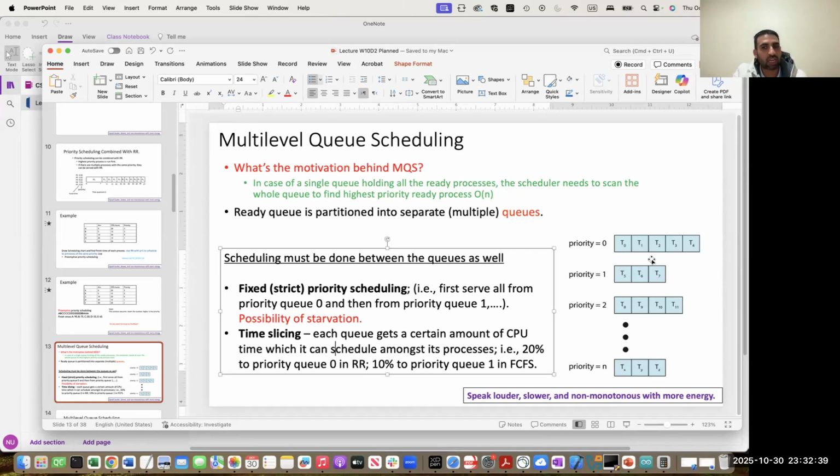Any questions? So that's why in this example there is 20% to the priority queue in RR and 10% to the priority queue in FCFS. This is not a hard and fast rule. It depends upon your requirement. Any questions?